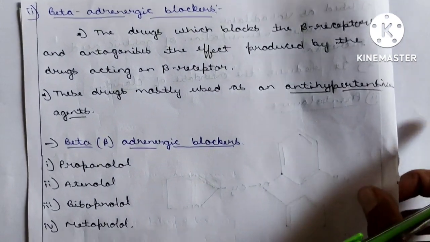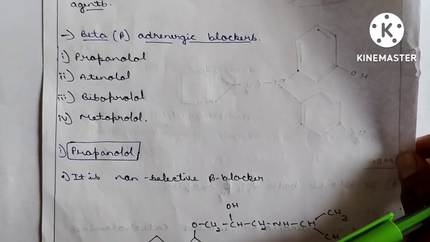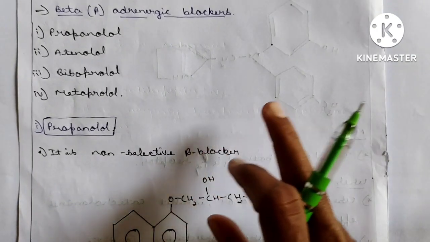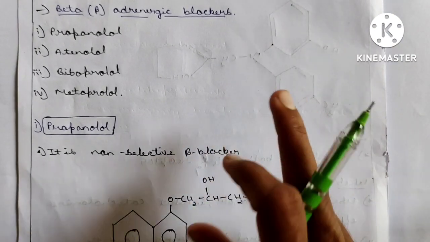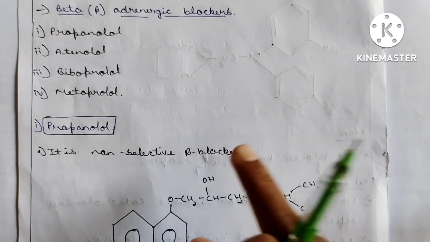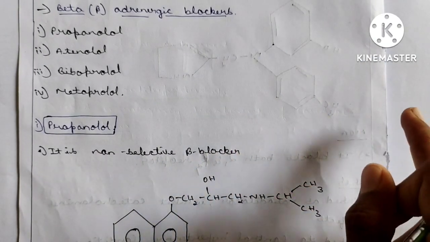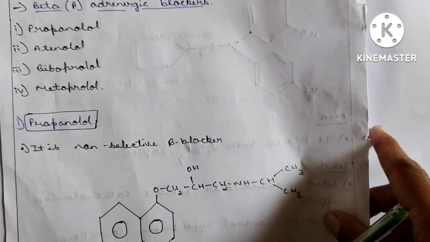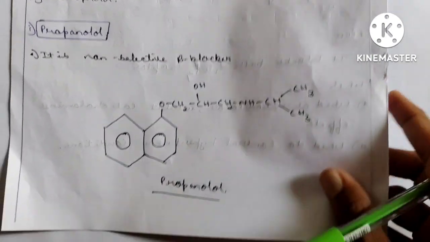Examples: propranolol, atenolol, bisoprolol, metoprolol. Propranolol is a selective beta blocker. Selective means it will go and attack only the beta receptor. A beta blocker goes and attacks the beta receptor, an alpha blocker goes and attacks the alpha receptor. Okay, this one is the structure of propranolol, a very important structure.